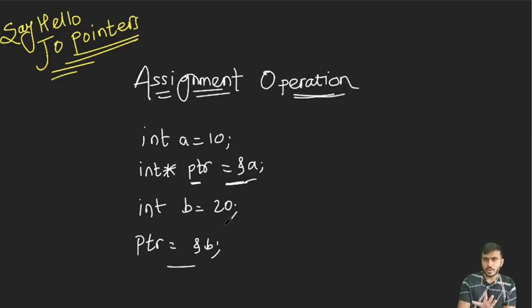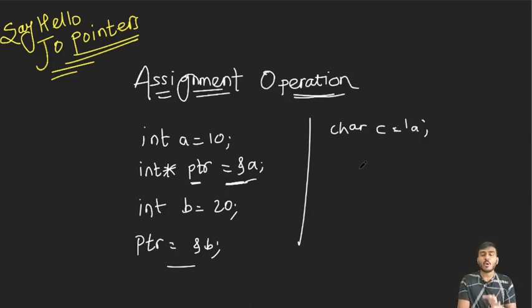Now one important thing. Let's say we have a character variable, its name is c, and its initial value is small a. The important question here is, can we assign the address of c into ptr? Can we write something like this? Will it be a valid statement? This is something we have to discuss.